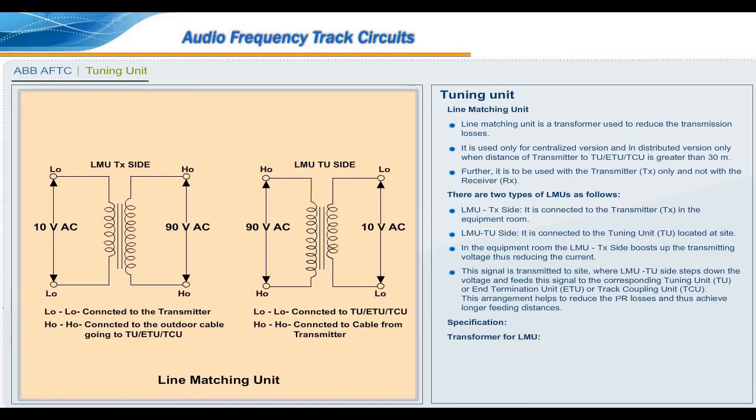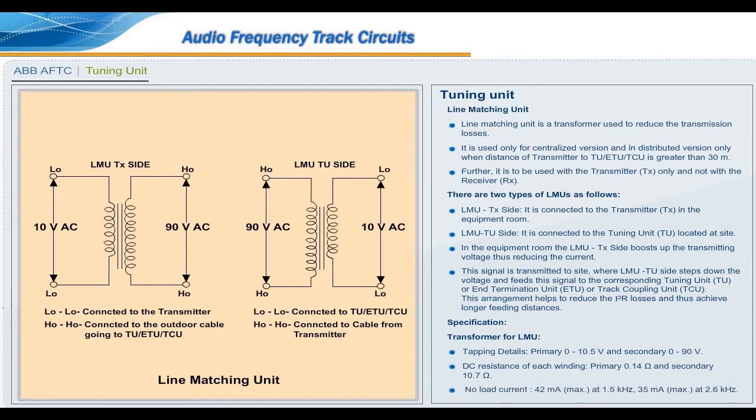Specification. Transformer for LMU. Tapping details. Primary 0 to 10.5 volt and secondary 0 to 90 volt. DC resistance of each winding, primary 0.14 ohm and secondary 10.7 ohm. Node load current 42 milliampere maximum at 1.5 kHz, 35 milliampere maximum at 2.6 kHz.